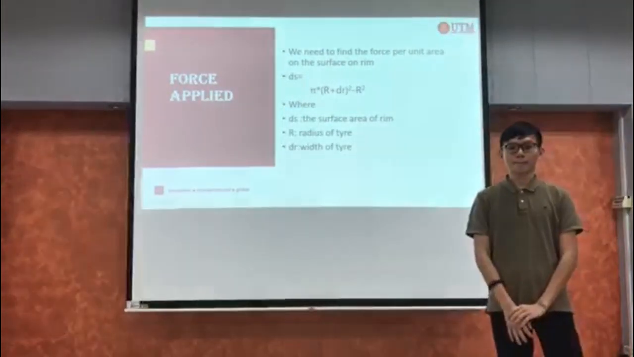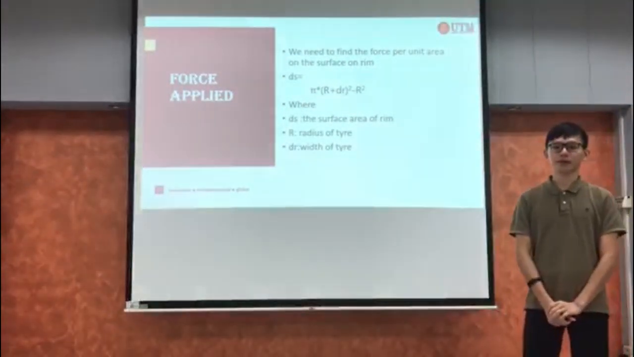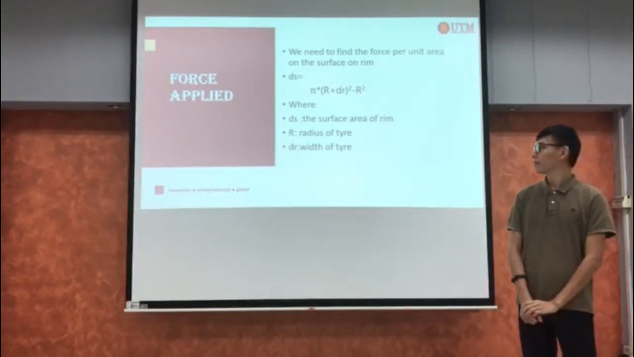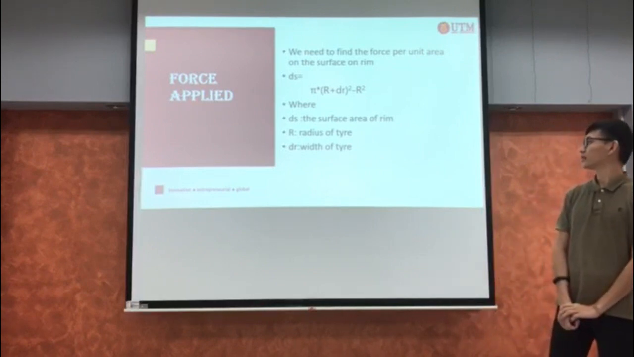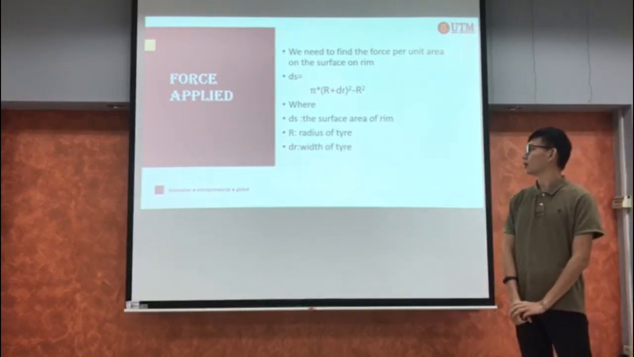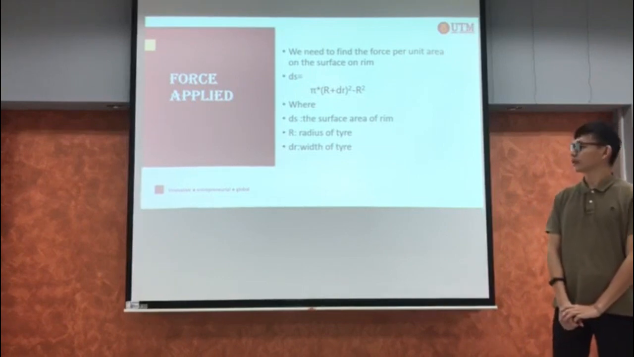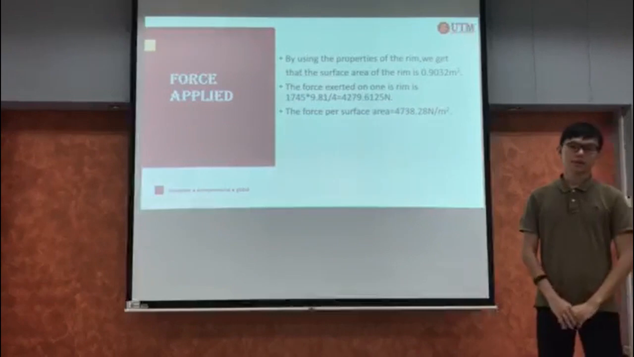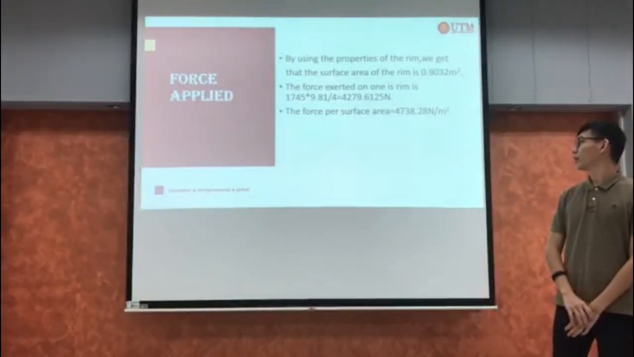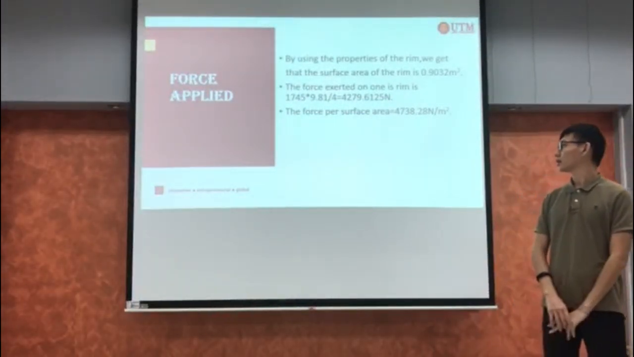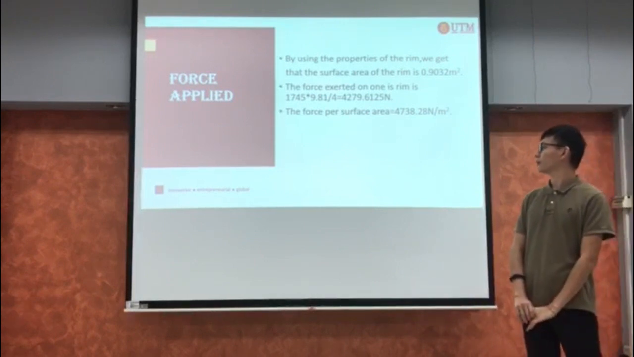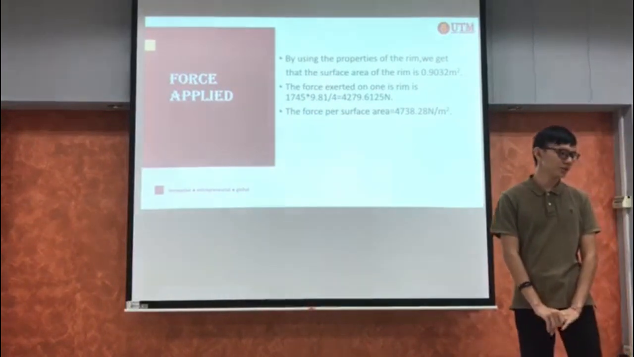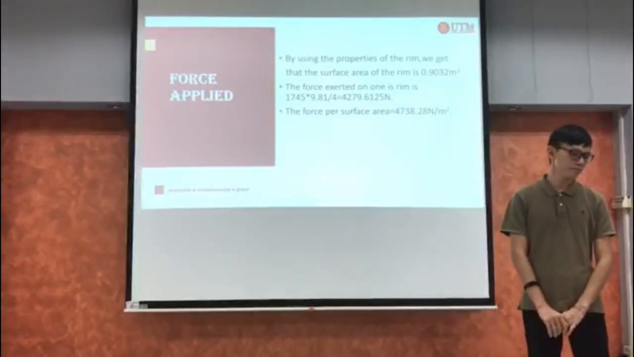In our analysis, we are using force per unit area. By using the formula pi times (r plus dr) squared minus r squared, we can find the surface area of the rim. After we determine the area, the force divided by the area gives the force per unit area exerted on the rim, which is 4738.38 Newton per meter squared.